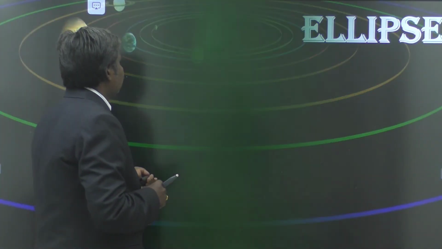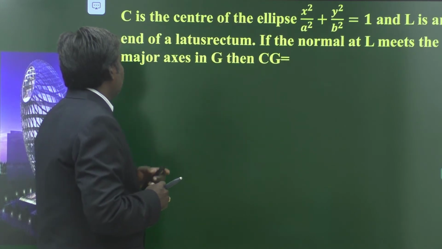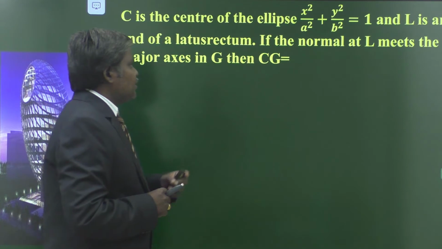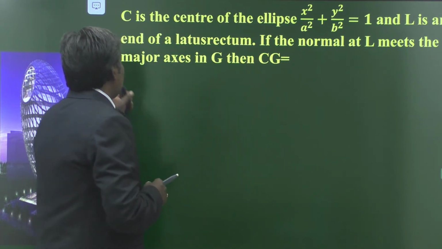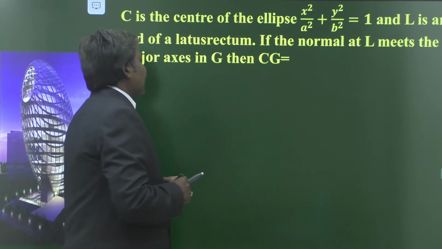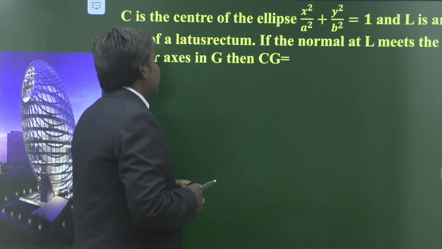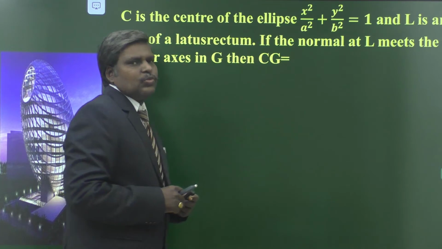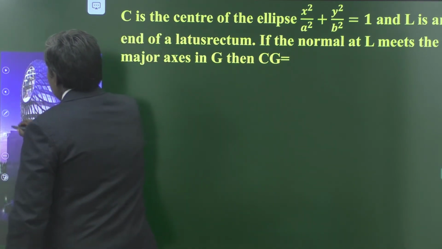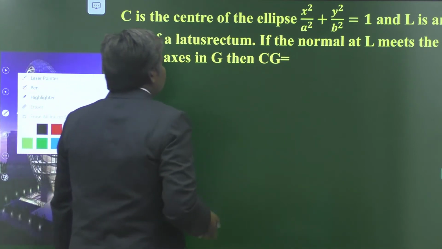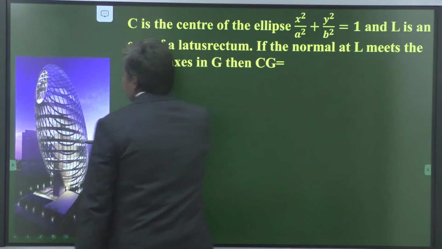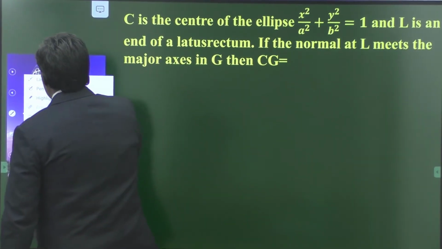Now, this is the problem. C is the center of the ellipse x square by a square plus y square by b square equal to 1, and L is an end of the latus rectum. If the normal at L meets the major axis in G, then CG is what? That is the question. So we have to find out the value of CG.